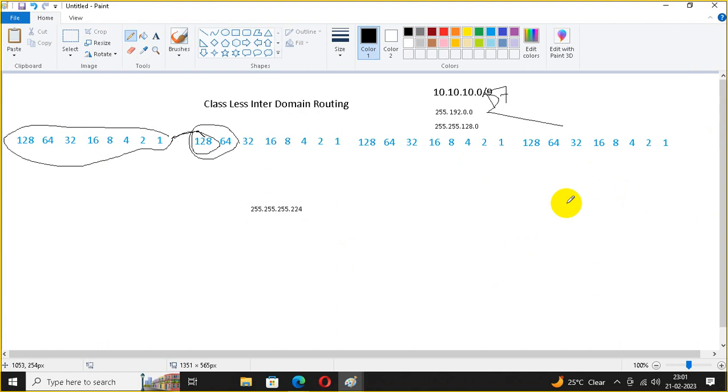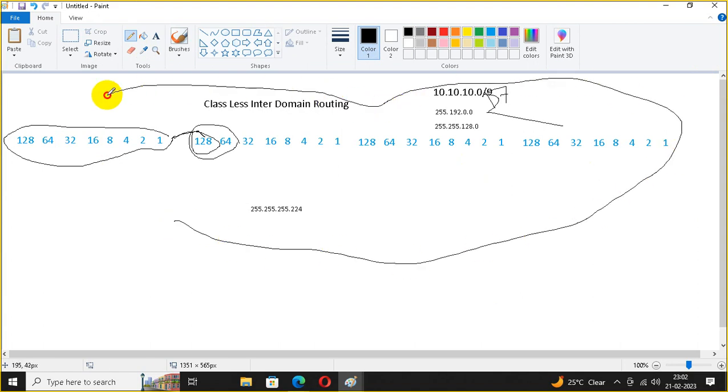So this is how we have understood and cleared our IP subnetting concept. This is very, very important. Everyone, I'm telling you, it is very, very important to understand the concept.